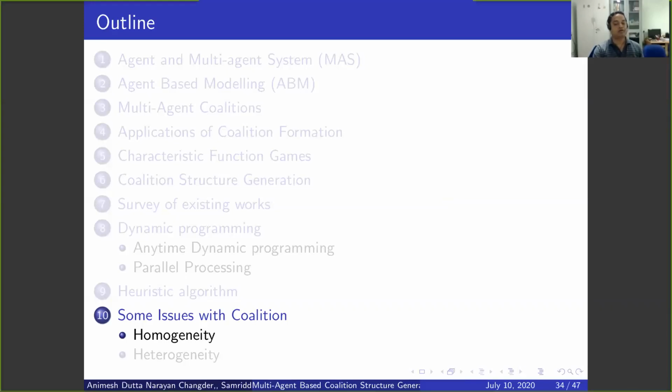What is heterogeneity? Here, the Jharkhand government and Techno India are two heterogeneous entities. The Jharkhand government has land and basic infrastructure. Techno India has educational experience. So they are heterogeneous in nature. But whatever we discussed so far is about homogeneous entities or homogeneous agents. In reality, the agents are heterogeneous, and in that case, coalition structure generation becomes a huge complication.